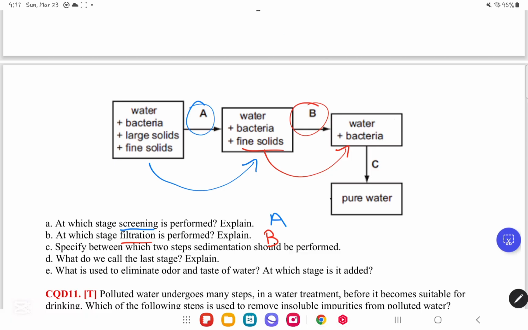We move on to part C. In part C, they said specify between which two steps sedimentation should be performed. Now, sedimentation is when you store the water full of soluble and insoluble impurities, and it will cause mainly the fine solids to become sedimented. It will be easier to remove them using filtration. So what you should know is that sedimentation usually occurs at this stage over here, in between what? In between screening and filtration, in order to cause the fine solids to sediment.